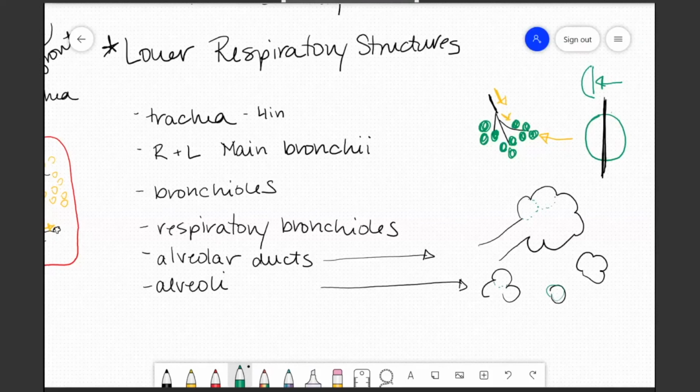Another way you can think about it is a tennis ball. If you cut a tennis ball in half and then turn it on its side, you can just see the outside section. That's essentially what you're looking at underneath the slides.